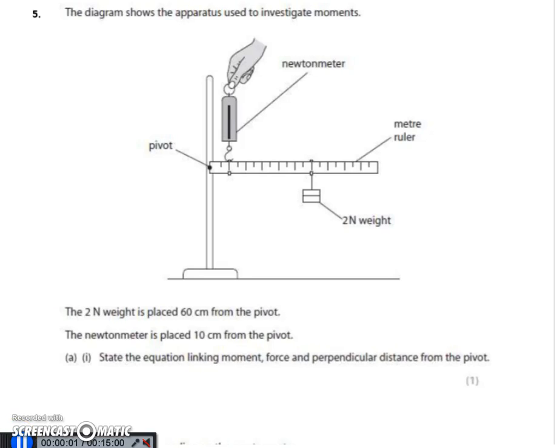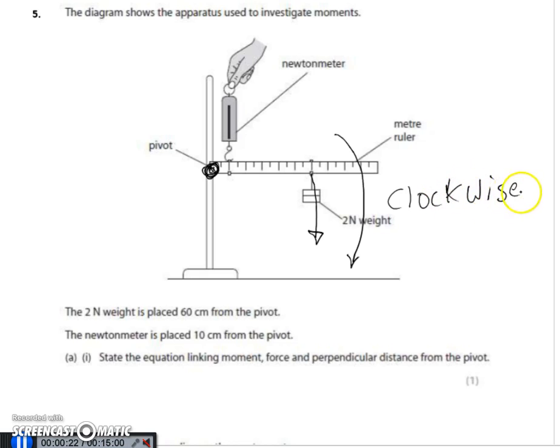Okay, question 5 is all about moments, and we've got a 2 Newton weight placed 60 centimeters from the pivot point. So the weight is acting down from here, and that's causing around this pivot point a clockwise moment. Okay, and that clockwise moment is trying to turn the ruler in a clockwise direction. Now the Newton meter is placed 10 centimeters from the pivot.